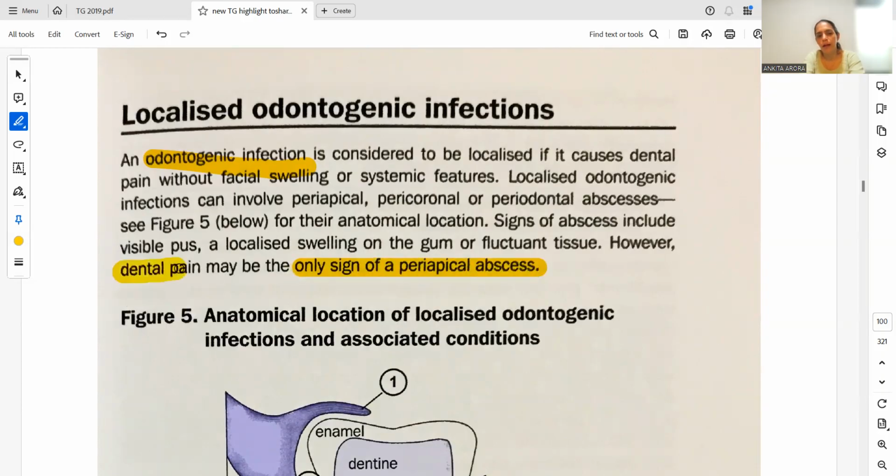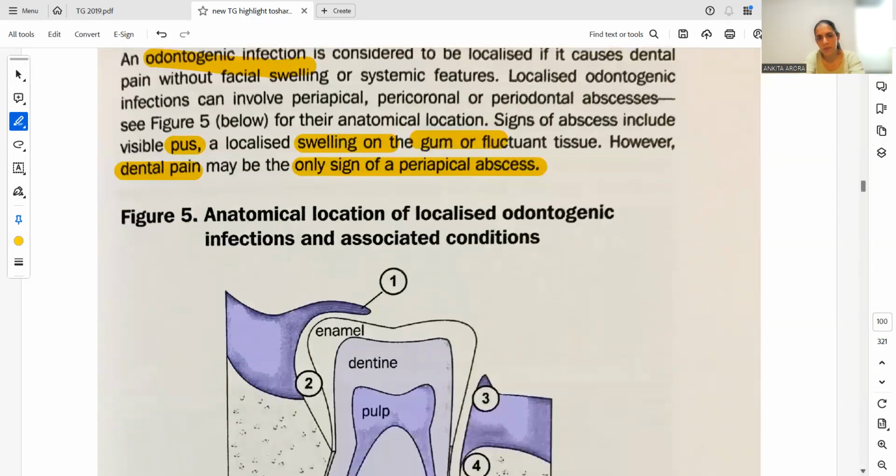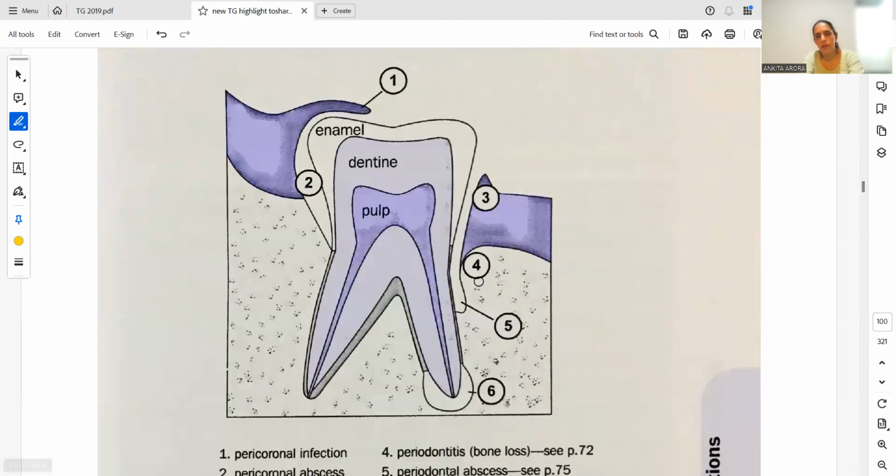So, periapical abscess: only dental pain. And pus, visible, localized swelling on the gum in the periodontal abscess or a pericoronal abscess. We have read this picture: pericoronitis, pericoronal abscess, gingivitis, periodontitis, periodontal abscess. Number 5, this is the gingivitis, this is periapical abscess.